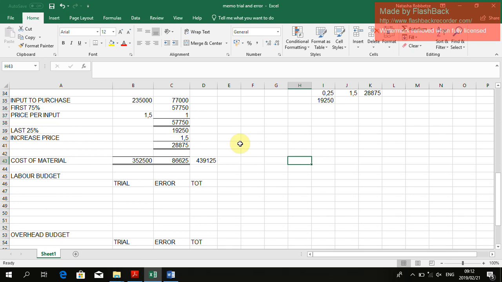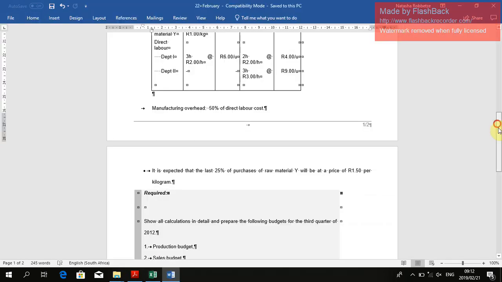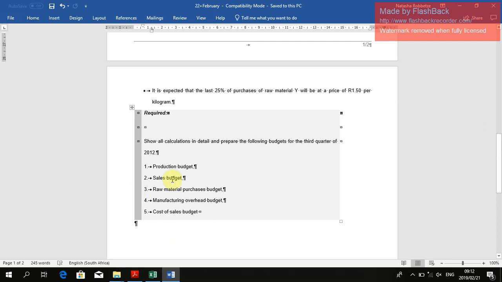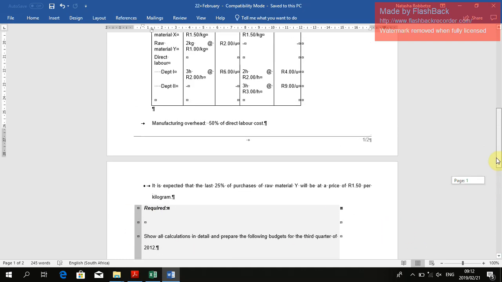And that was your material budget or purchases budget in the instance of having to pay an increased price for material. Righty, then the next required part you will find is that we need to do the manufacturing overhead budget. But in the question, we are told that manufacturing overheads are calculated to be 50% of direct labor cost. So we must first calculate the direct labor budget before we can know what the manufacturing overheads will be, because it will be 50% of that answer.